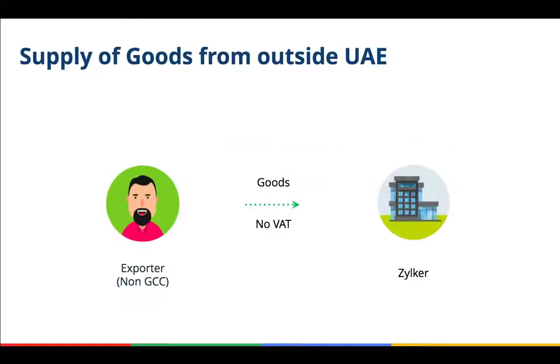This is the first case where he's an exporter from a non-GCC country, and as you can see, he's supplying goods to Zilker, which is inside the designated zones. So this is a supply of goods from outside of UAE. Whenever Zilker purchases goods or services from a VAT registered vendor who is located within the UAE but not inside a designated zone, then Zilker has to pay 5% VAT on the transaction to the vendor, as long as it involves taxable supplies.